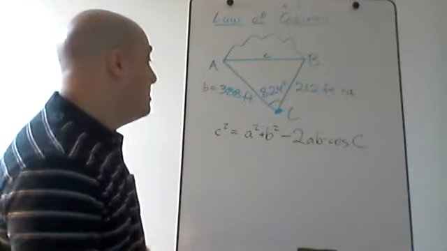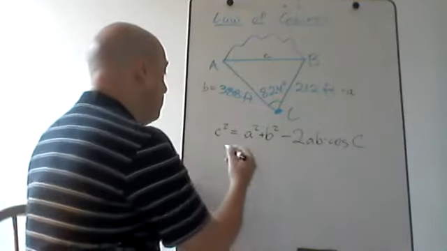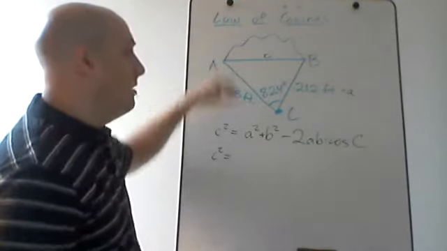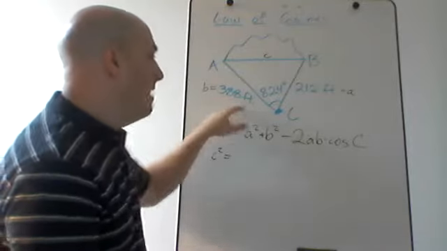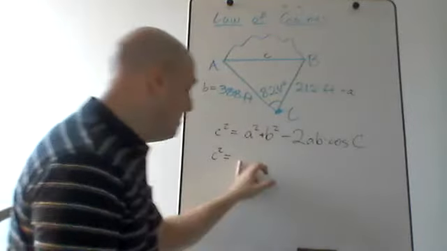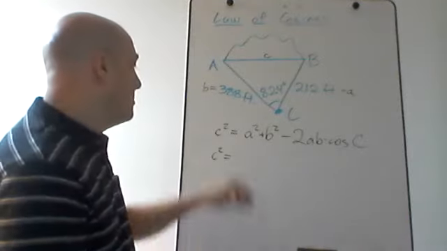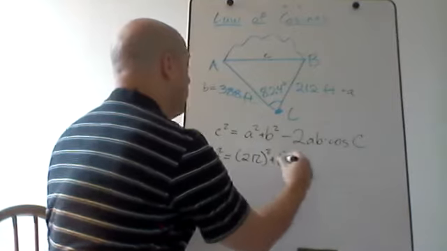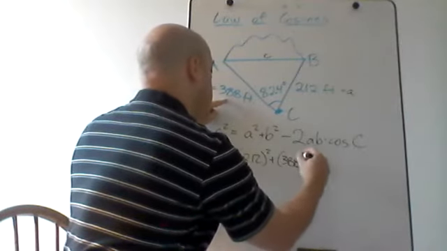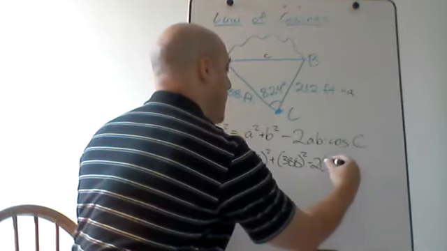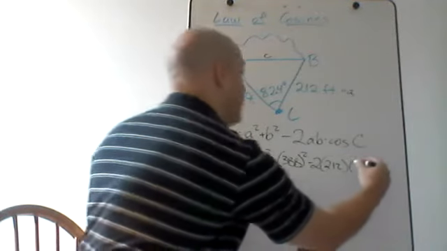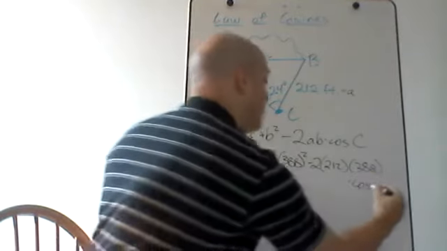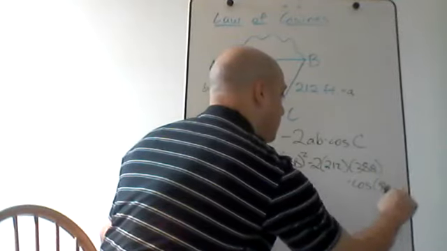So I start plugging in all the stuff that I know, which should be everything except for this lowercase c. If I made the right decision to use the law of cosines, and if I identified everything correctly, I should be able to fill in everything else that's in here. So c squared equals 212 squared plus 388 squared, minus 2 times a, 212, times b, 388, times the cosine of angle C, which is 82.4 degrees.